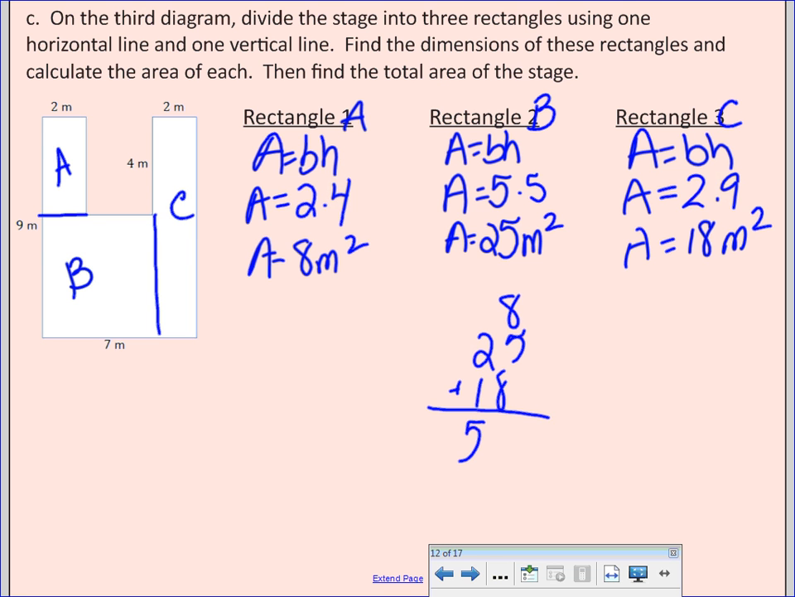Oh my goodness, again we got the same answer. How can we keep getting 51 meters squared? That's crazy. They couldn't come up with different numbers? How could we get the same area over and over? Nobody ever changed the overall shape, so it's the same shape. The area didn't change. We still have the same amount of space. The original shape of the stage didn't change, so no matter what method we use, we're always going to get the same area.